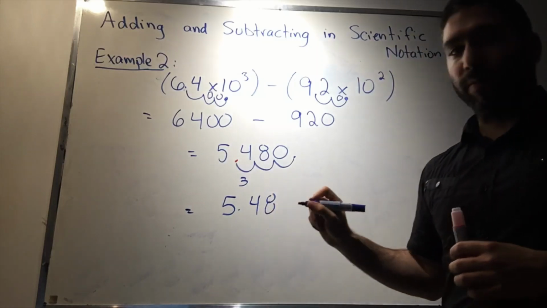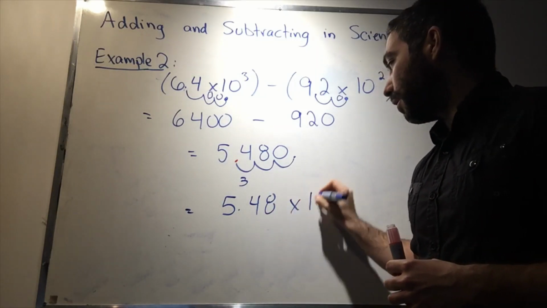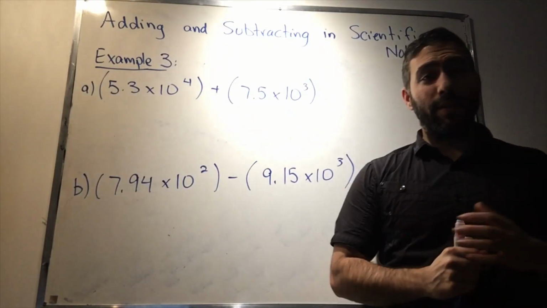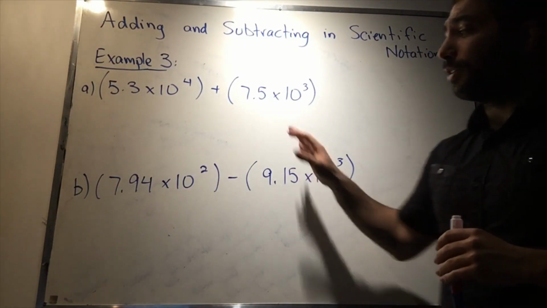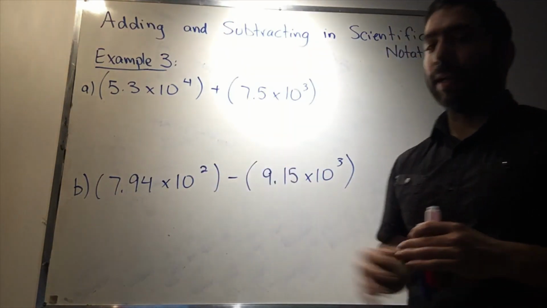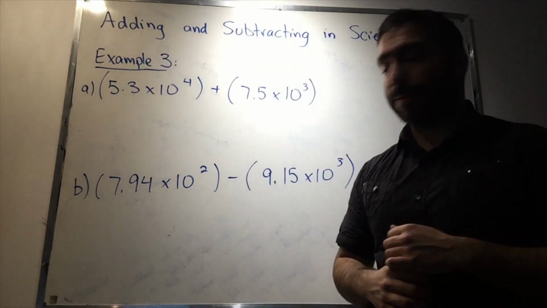So we get 5.48 times 10 to the exponent 3. And this is our answer in scientific notation. Okay, so let's continue with a couple more examples here. I urge you to pause the video, try to work these problems out by yourself, and then see if you get the same answer as me.